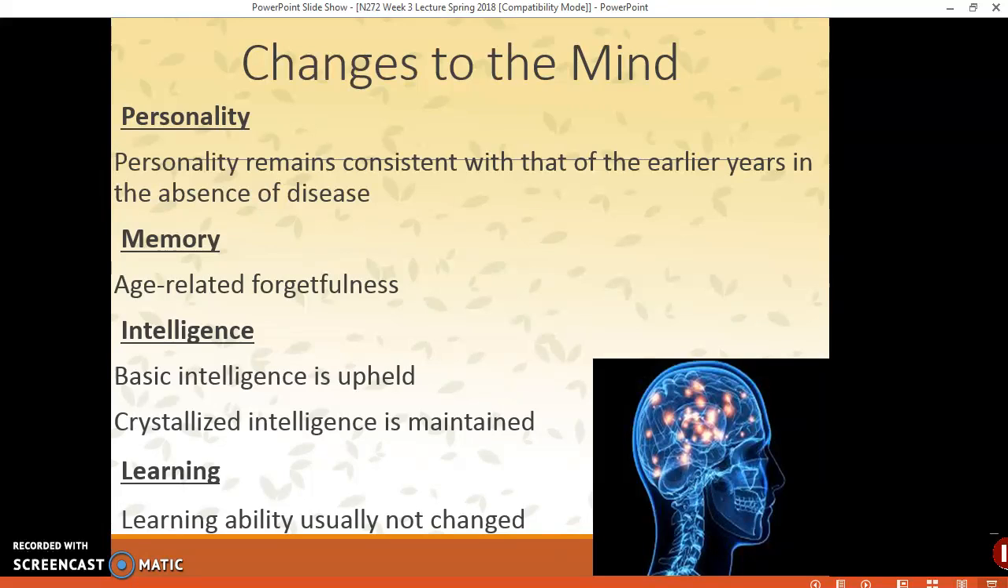Learning, the ability is usually not changed. If you had the ability to learn when you were younger, you still have that ability.